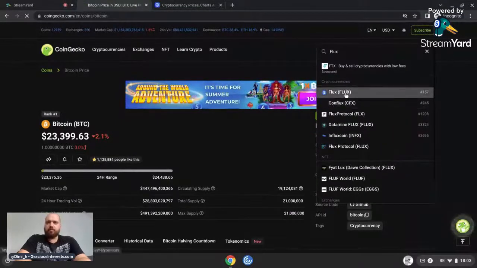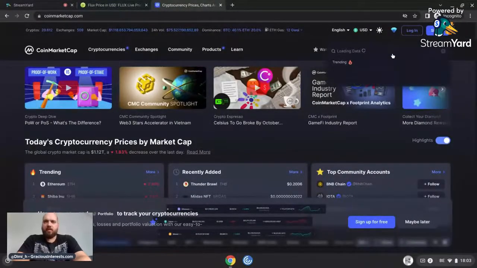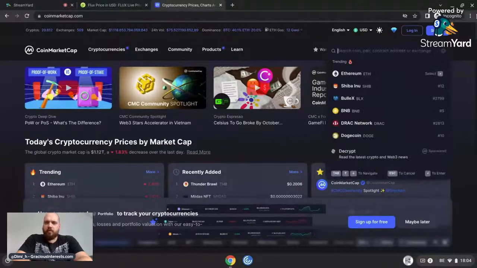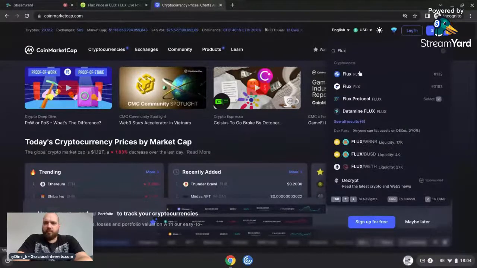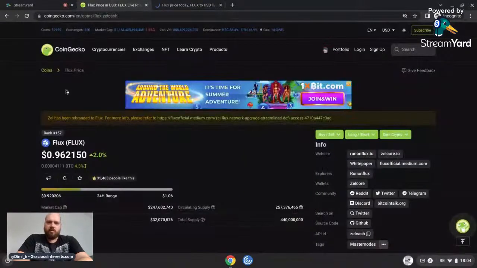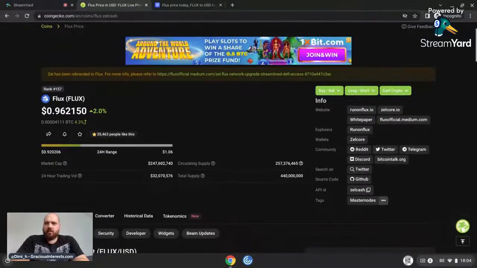Flux, here we go. I'm going to do the same thing here. I already saw something popping up. A little note, generally that implies some different news, an indication of its history. What's this? Zel has been rebranded to Flux. For more information, please refer to... Okay. So Flux network upgrade streamlined DeFi access. So from what I can tell, it had another name in the very beginning.